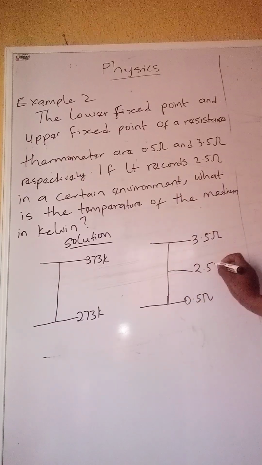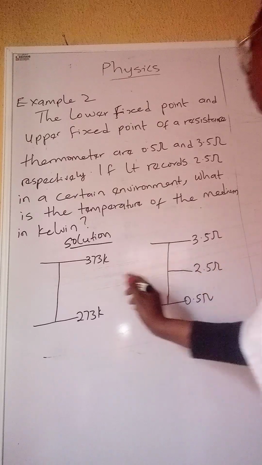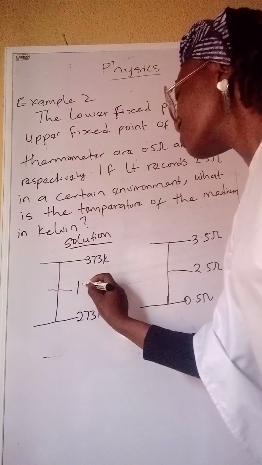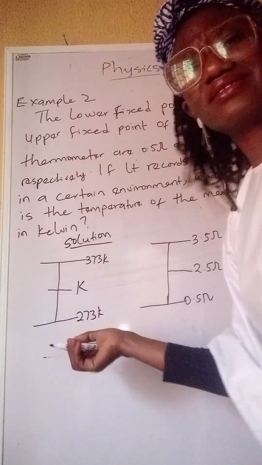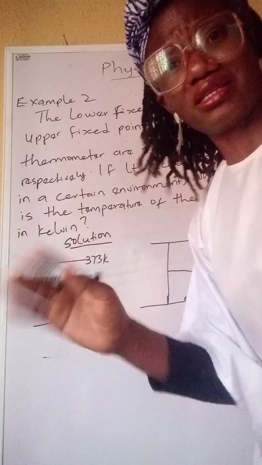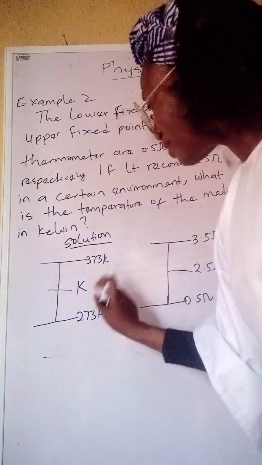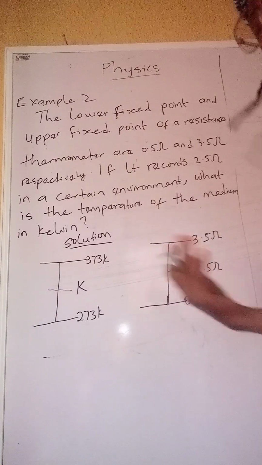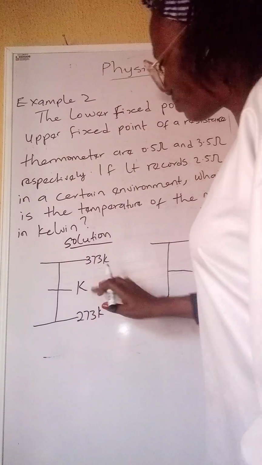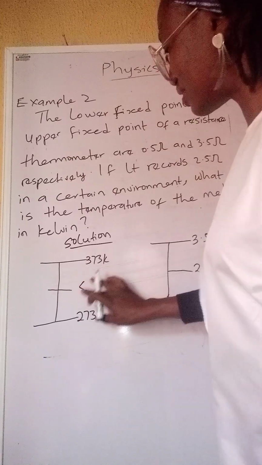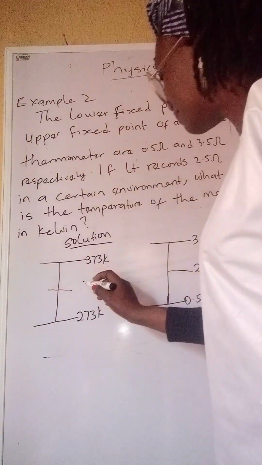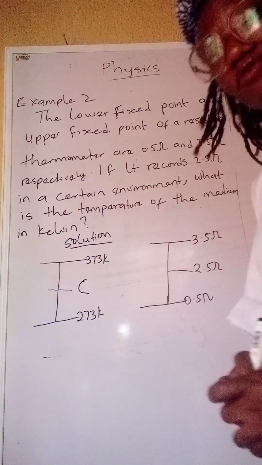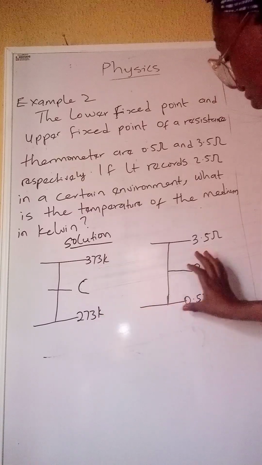so we have 2.5 ohms in a certain environment. So we have to find the equivalent here. We don't know it. Let's tag it K. Whatever letter you want to tag it, you can tag it whatever. The most important thing is you find your answer in Kelvin, because what we are looking for has to be in Kelvin. The unit is Kelvin, so it will make sense. But let's use another alphabet. Let's say C.